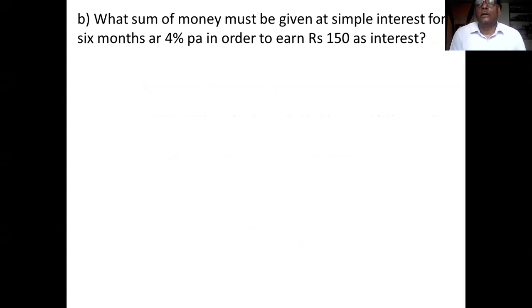Sum means principal. What principal must you give at simple interest for 6 months? 6 months is the period. So if you give a sum for 6 months at 4% per annum in order to earn 150 rupees interest, the interest must be 150 rupees. So whatever things are given in the problem, you note them down.